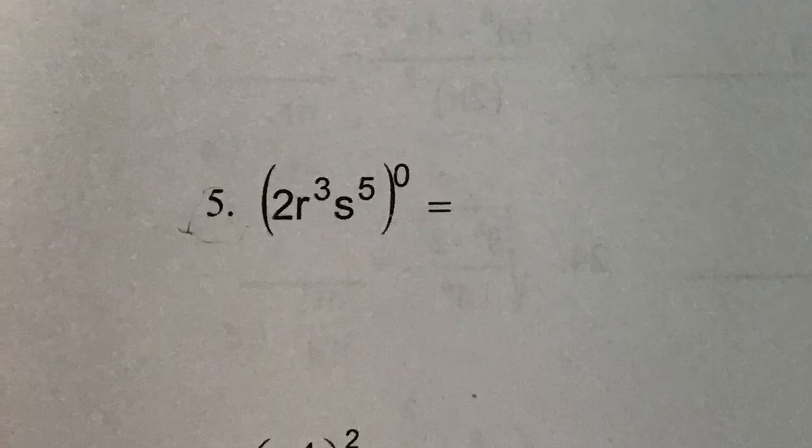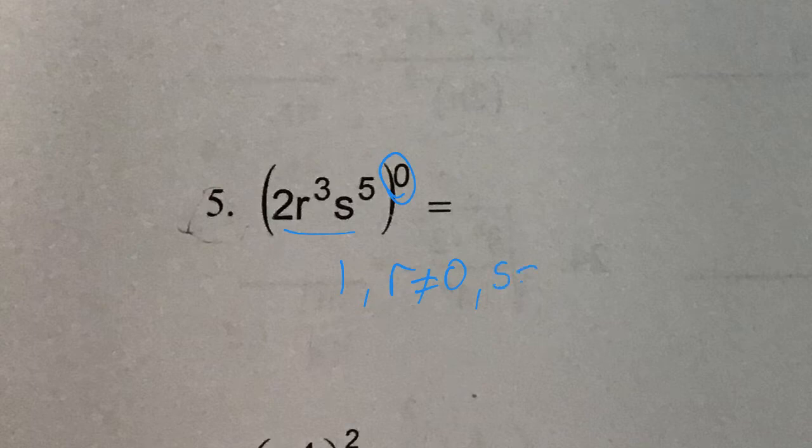Now, with number 5, first thing you should notice is this 0. With this 0, we're probably going to be using law 6. If we look in our parentheses, we have r cubed s to the power of 5. I don't see a 0. So this is going to equal 1, but we still have to be careful about those variables, because while they might not have a 0, those variables can be any number, including 0. So we're going to have to say r does not equal 0 and s does not equal 0.